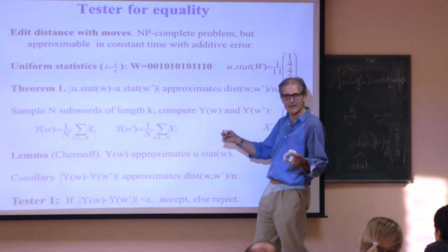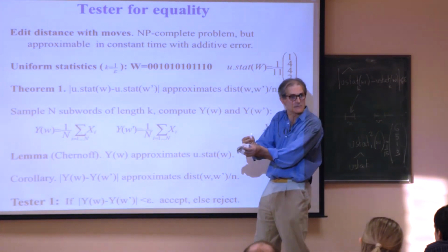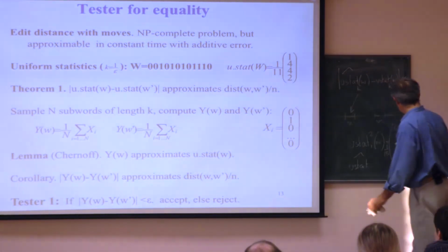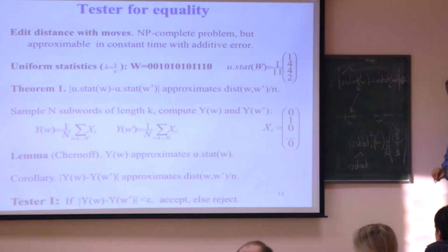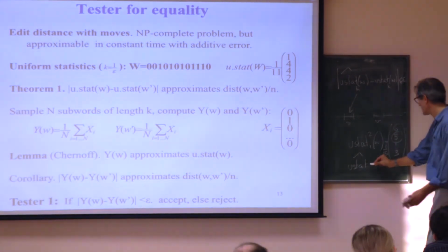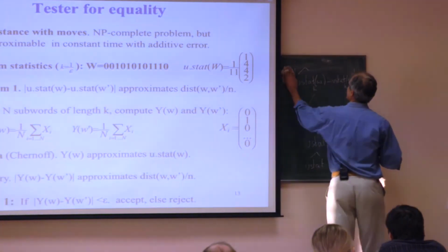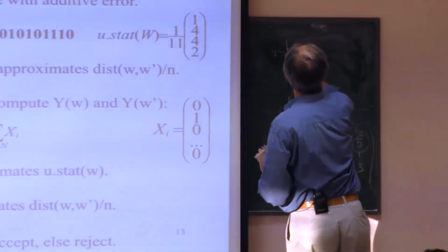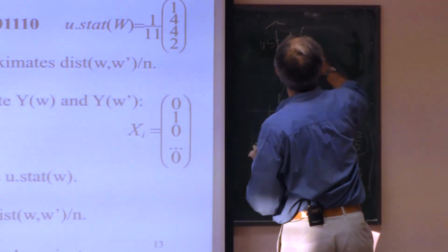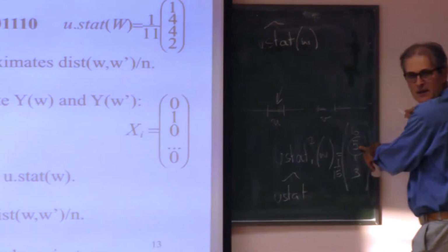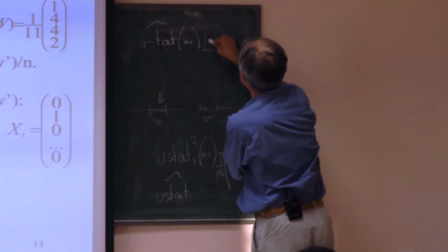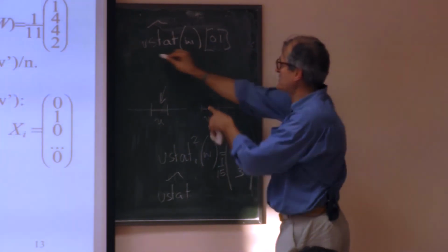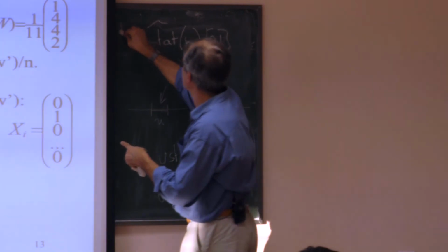Therefore, it'll get very close to the mean. Okay? Now, what is the mean? So think of this coefficient, for example. What is, so if you want to think of this coefficient, you have to imagine that U stat hat of W, and you're looking at the second component, which corresponds to 0, 1. Okay? Now, this is a random variable. What is the expectation?